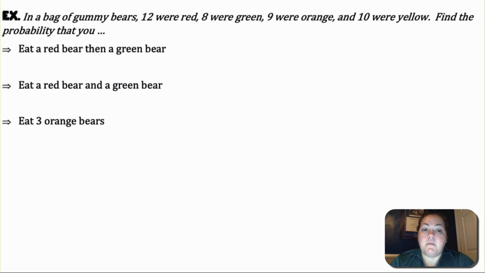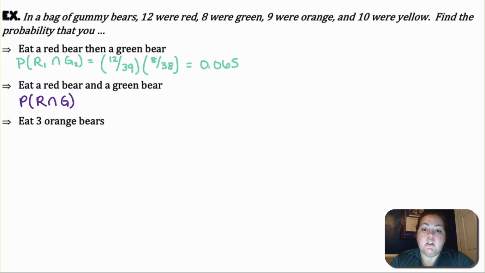In a bag of gummy bears, 12 were red, 8 were green, 9 were orange, and 10 were yellow. Find the probability that you eat a red bear, then a green bear. So, red first, then green. There were 12 red out of 39 total gummy bears. Well, if I ate the red one, now there's 38. And I didn't eat any of the green, so I still have 8 green left. Okay, so 0.065.